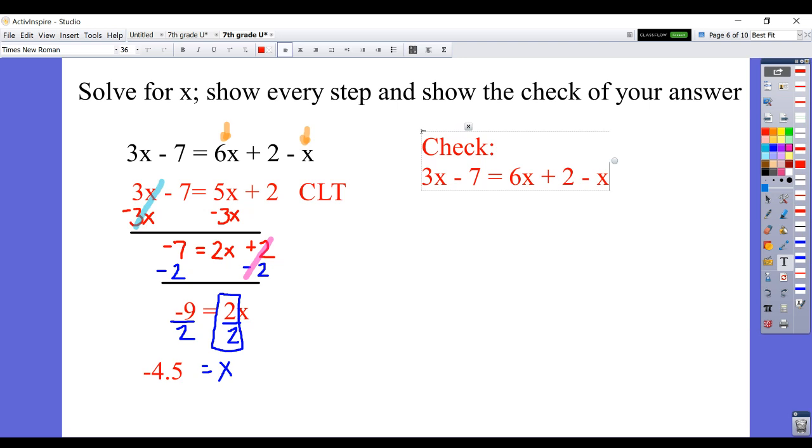But I'm writing down that original equation, and this time I'm rewriting it with the variable being switched with what I think the answer is. In other words, I'm going to insert, instead of x, negative 4.5, because I have solved it, and I feel that x is negative 4.5, so I'm going to rewrite my equation replacing x with negative 4.5.